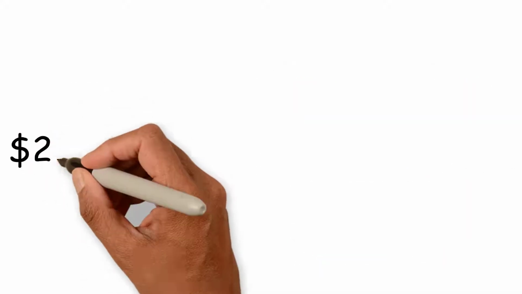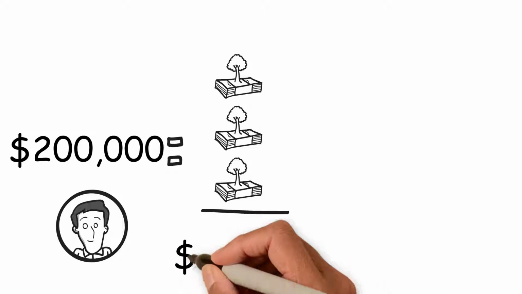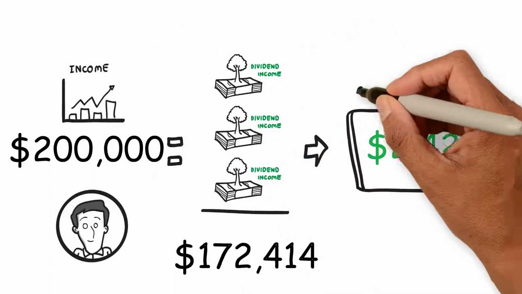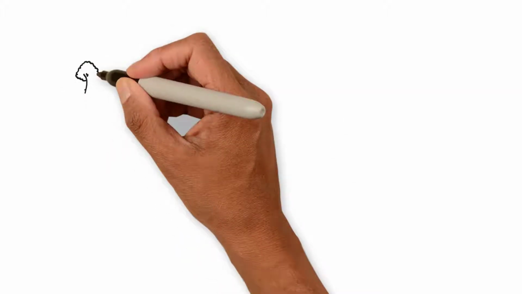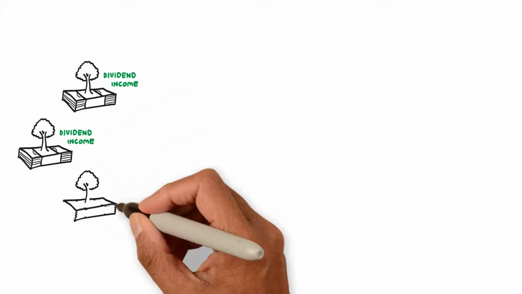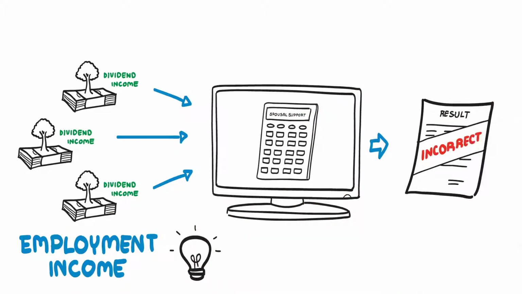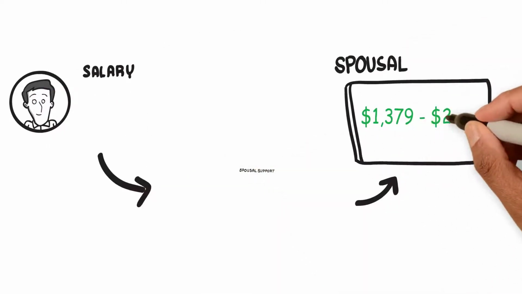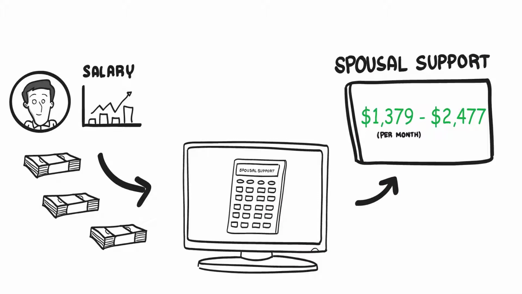In Josh's case, $200,000 of grossed-up dividends is equivalent to actual dividends in the amount of $172,414. The new number lowers Josh's income. This then lowers the child support obligation to $2,429 per month. For the calculation of spousal support, inputting this amount of actual dividends into an online calculator leads to further incorrect calculations. The calculator treats this category of income as employment income for tax purposes. If we use the same online calculator as before, Josh's spousal support would be reduced to a range of $1,379 to $2,477 per month based on the characterization of his income as being salary. Therefore, it is taxed much higher than dividends.